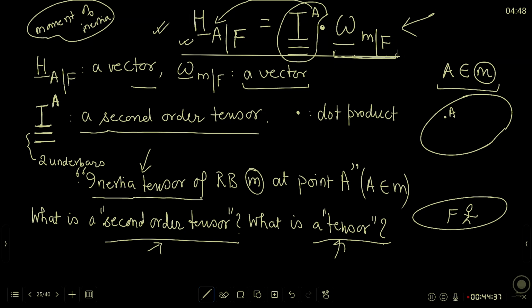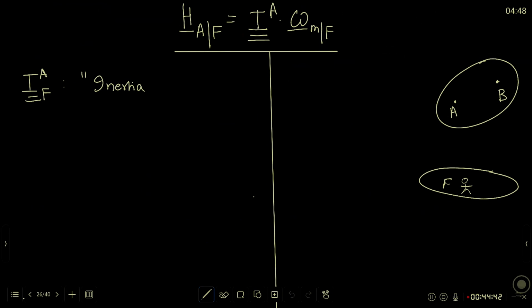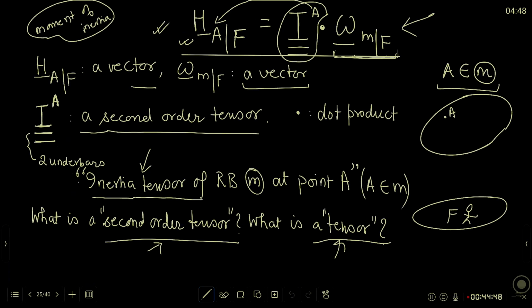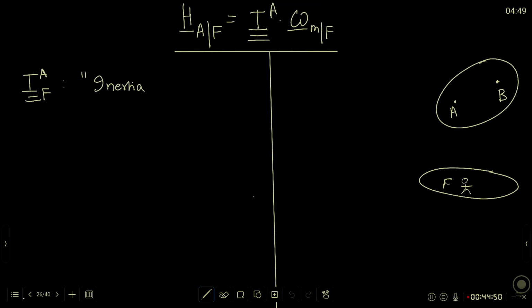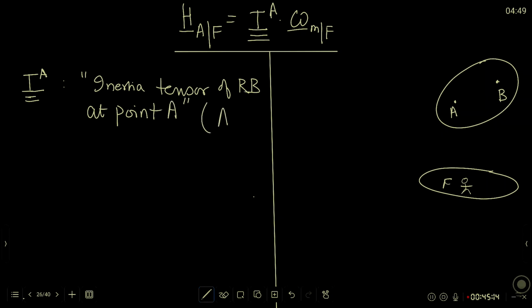Before that, there is one more point I want to make. There is no F here. I A double underbar, I call it the inertia tensor of RB at point A. A is a point fixed in M. I am worrying about the inertia tensor of the body at A because I want to know the angular momentum of the body about A, right?